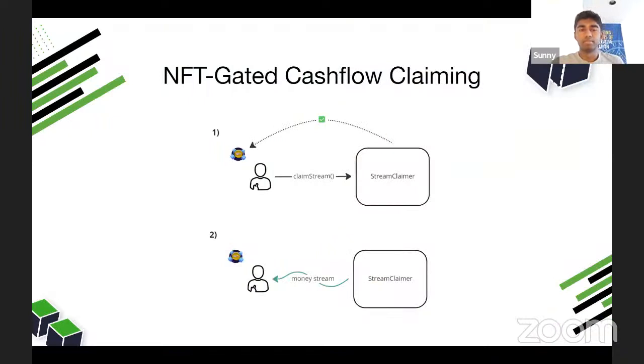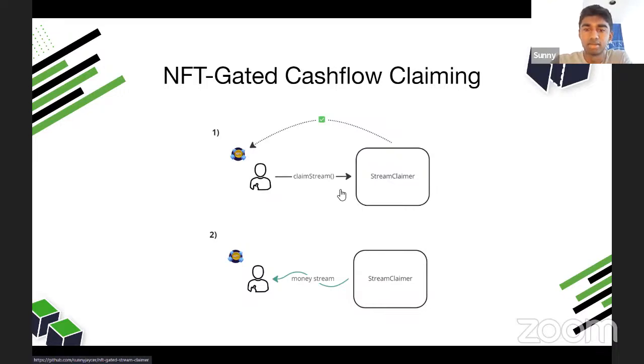So what Stanley and I are going to be building today is an NFT-gated cash flow claiming contract. That was a mouthful, but basically the way this interaction looks is, let's say you're Bob, and Bob, you have an NFT, and you go to the stream claimer, you call stream claim.